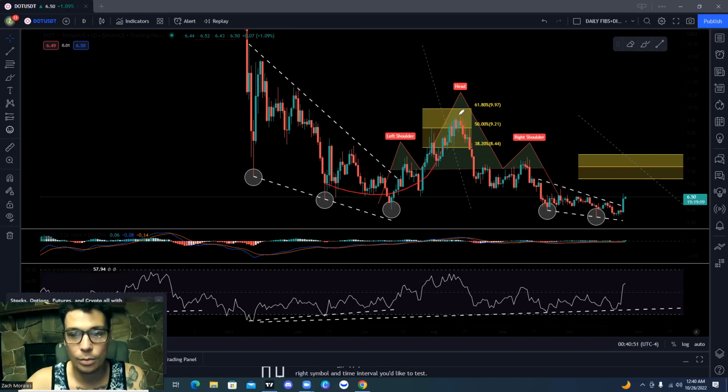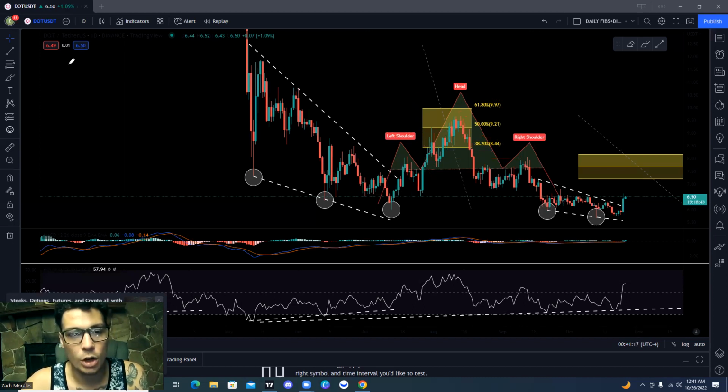We got a breakout, but look at where we found resistance. We found resistance right here between the 38.2 and the 61.8 retracement levels. Those are Fibonacci numbers. The 61.8 is the golden ratio that exists all throughout nature, the stock market, and the cryptocurrency market. It's a very valid level of retracement.